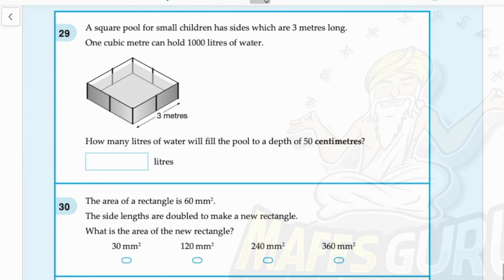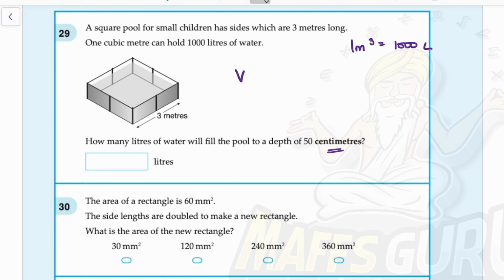A square pool for small children has sides which are 3 meters long. 1 cubic meter can hold 1,000 liters of water. So they're telling you 1 meter cubed is equal to 1,000 liters of water. How many liters of water will fill the pool to a depth of 50 centimeters? Now again, they've highlighted this for you because they're trying to trick you.